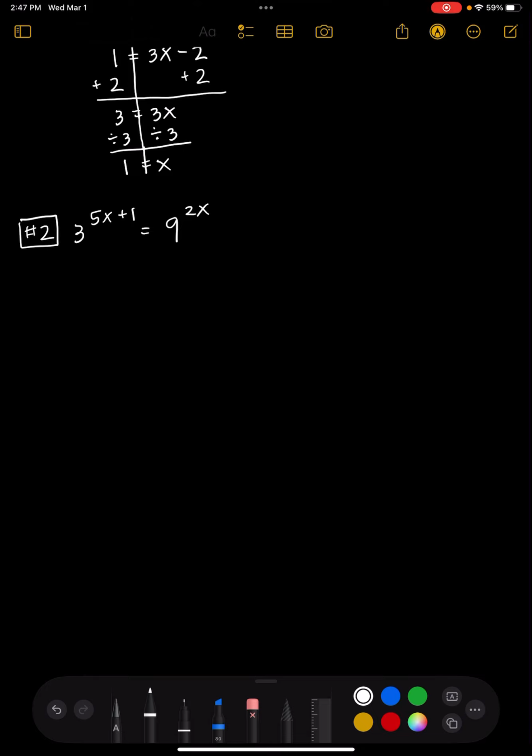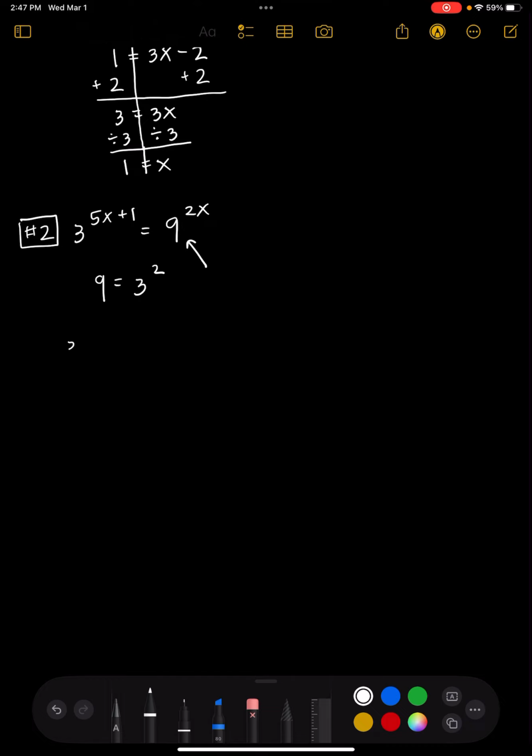So normally, it's easy for me to say, well, 3 and 9, I can just multiply the 3 by another 3 to make it 9. But we don't want to do it that way. We want to do it with exponents. So the way that I'm actually going to do it is I'm going to say that, well, I know that 9 is the same thing as 3 squared, right? 3 squared is equal to 9. 9 is equal to 3 squared. So what I can do is I can replace this 9 with a 3 squared.